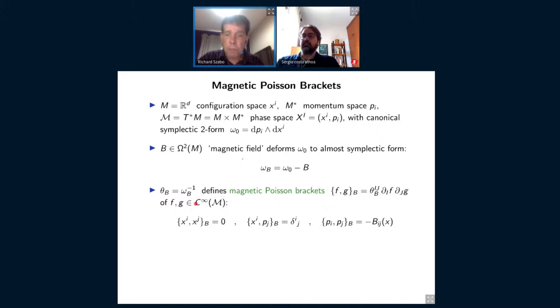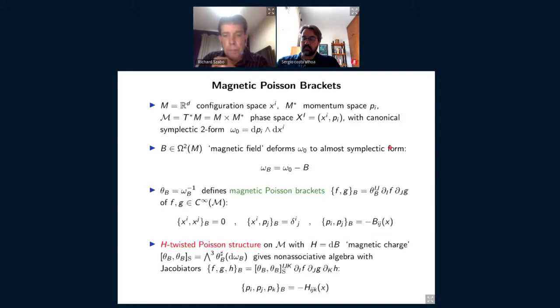For functions on phase space, F and G, it gives us a bracket by this formula. At the level of the coordinate functions, the fundamental brackets look like this. The two x's commute, you have the canonical commutation relation between positions and momenta, but now the momenta no longer commute. So momentum space has become non-commutative, and its non-commutativity is controlled by this two-form B. In fact, depending on B, in general this is a non-associative algebra.